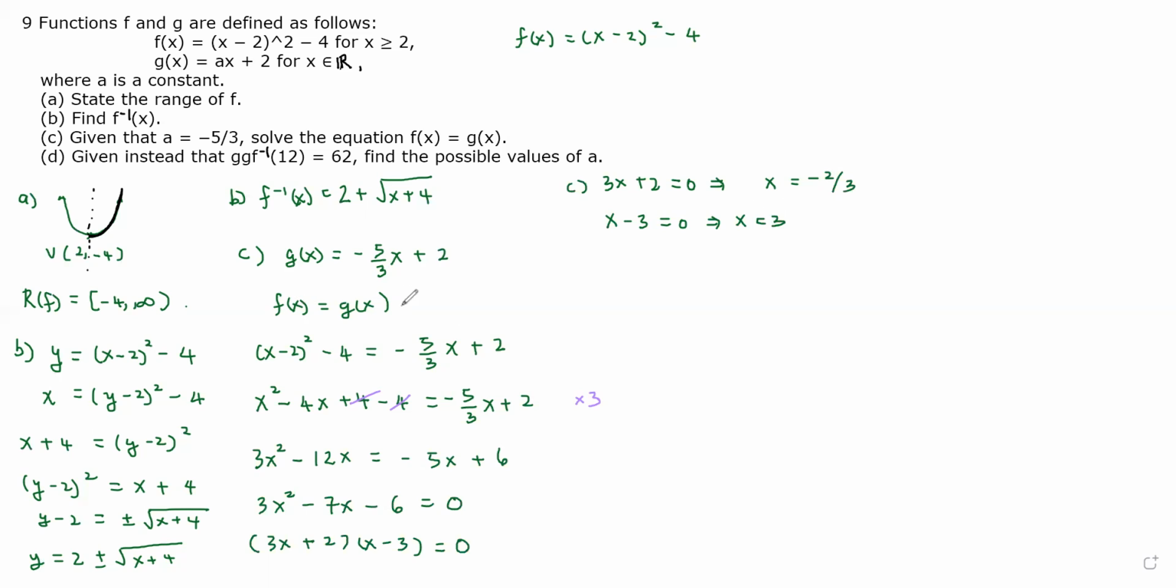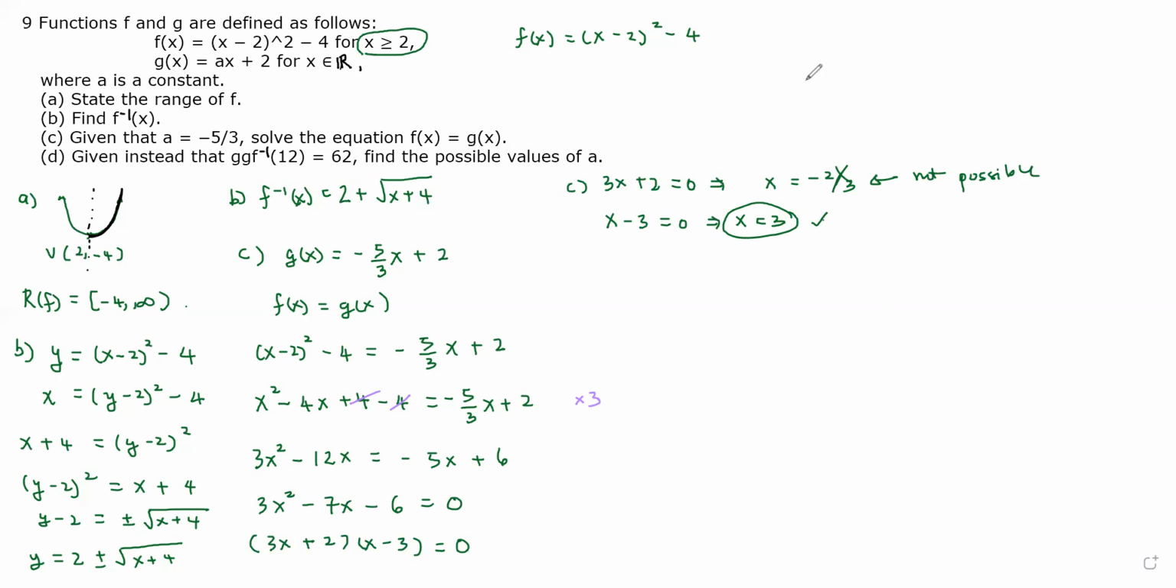The equation f(x) equals g(x) must have its solution in the domain of f. That is, x must be greater than or equal to 2. The only solution where x is greater than or equal to 2 is the value x equals 3. -2/3 is not possible, so this is not a solution. The only solution that we have is x equals 3, since -2/3 is not greater than or equal to 2.